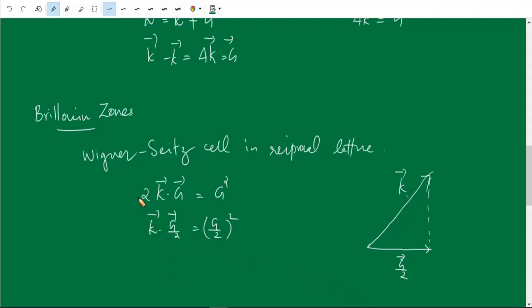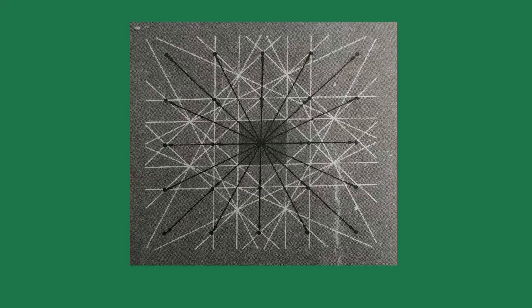Now we can see the Wigner-Seitz cell in the reciprocal lattice. See the figure. Here it is a reciprocal lattice space. I have drawn reciprocal lattice points. We know the reciprocal lattice space is the space of the propagation vector k and reciprocal lattice vector g. We represent the direction of propagation of x-rays by vector k, and g are the reciprocal lattice vectors, that means the vectors connecting any two lattice points in the reciprocal lattice space.